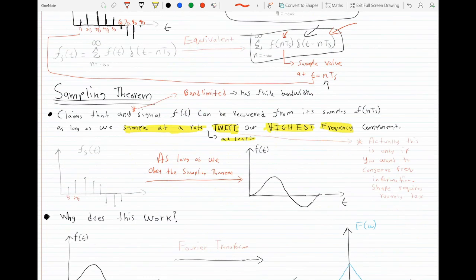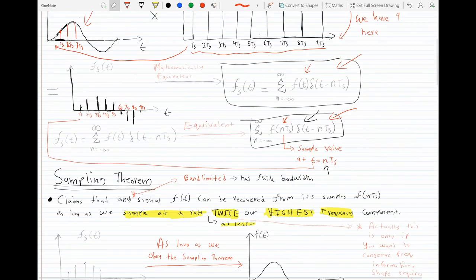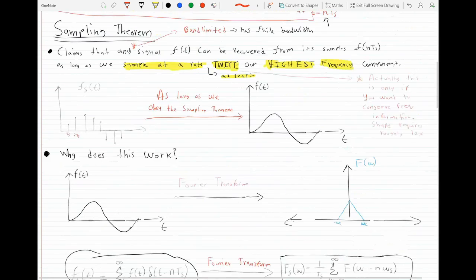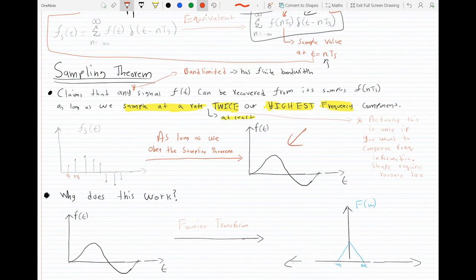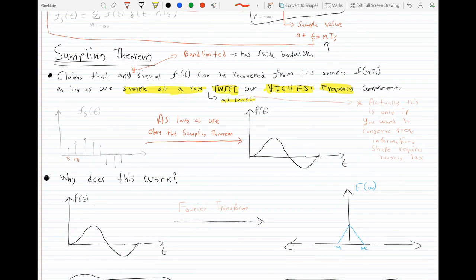Cool. Let's now discuss the sampling theorem. The sampling theorem claims that any signal that is band limited, meaning it has a finite bandwidth, can be recovered from its samples as long as we sample at a rate twice our highest frequency component. So if we have this response, this is just the exact same thing as this, right? We can reconstruct our original signal from this if we sample at a frequency twice higher than our highest frequency component. We should point out one thing here.